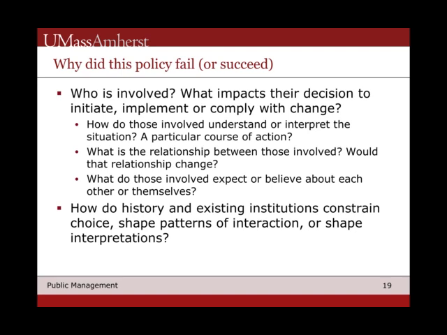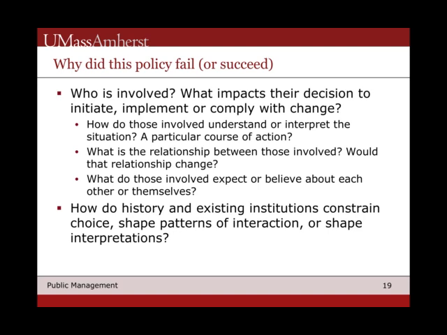So when we think about explaining why in general a policy might fail or succeed, or why a proposed object design might fail or succeed, what you need to think about is basically who is involved and what's impacting their decision to initiate, implement, or comply with change. So you're going to want to think, do they see it as a high threat? Do they see it as a low threat? Threat might mean giving them less power, less money, less resources, less status, which you can often use organization establishment enterprise conditions to identify what will actually change their power or resource allocations.